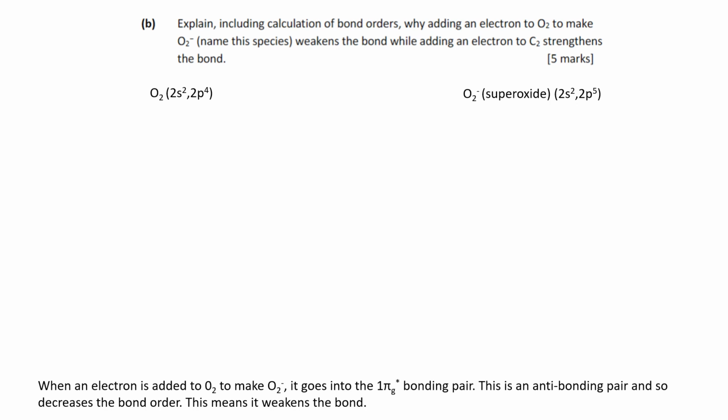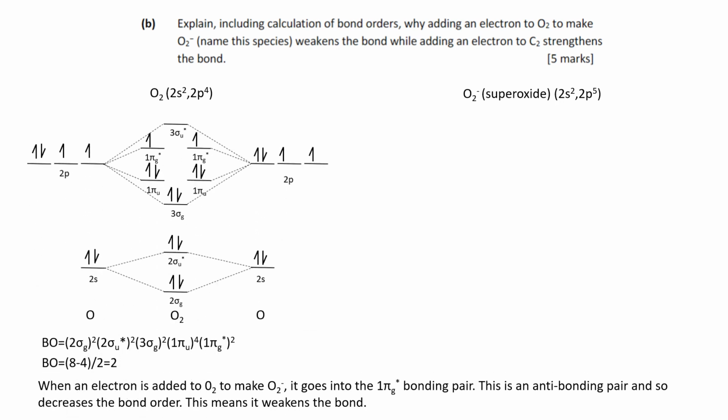In question B, the original diatomic molecule is drawn out first, and then another diagram is drawn to show the changes in bond order and molecular orbitals. For O2, the electron configuration is 2s2, 2p4. This means the 2 sigma G bonding orbital, the 2 sigma U antibonding orbital, the 3 sigma G bonding orbital, and the 1 pi U bonding orbitals are completely filled. The 1 pi G antibonding orbitals are both partially filled.